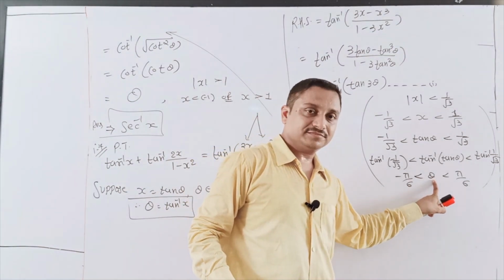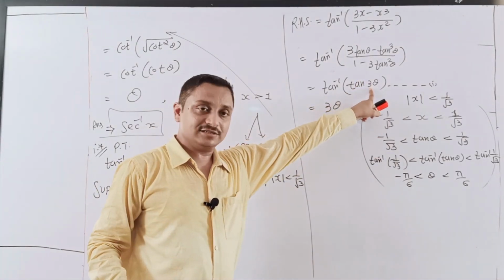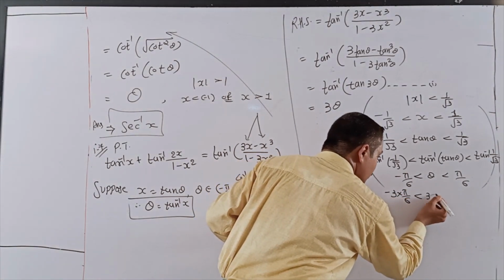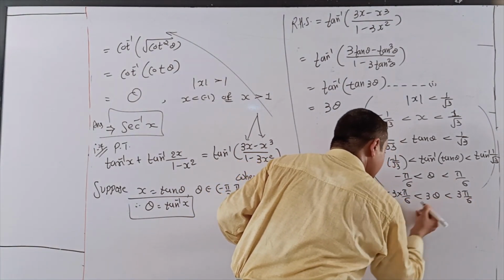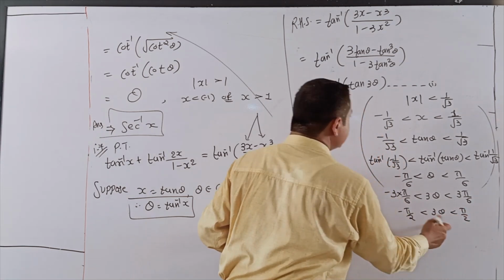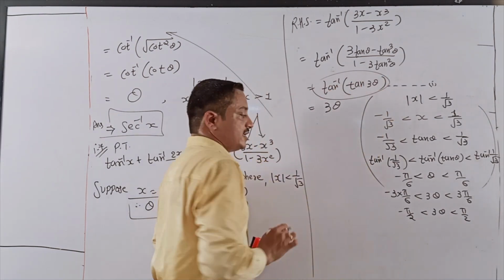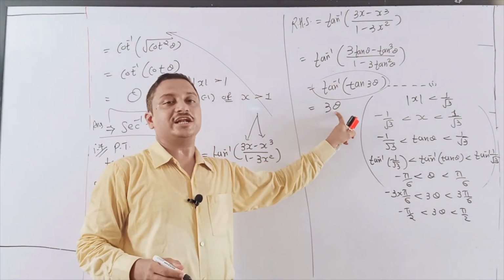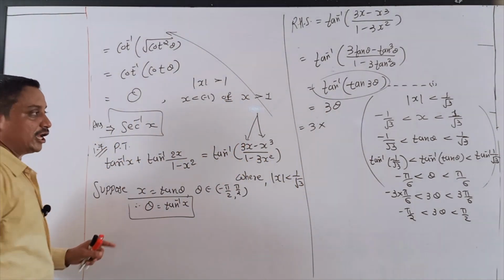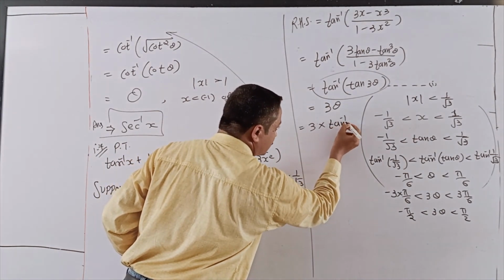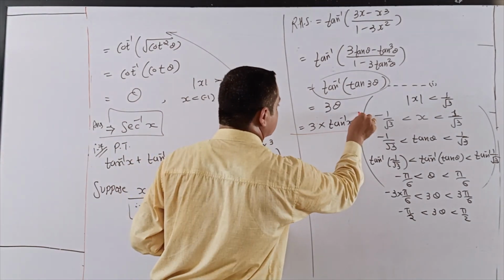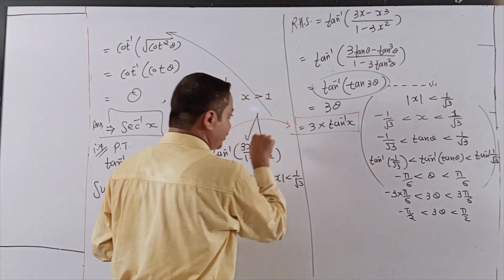Now theta, I want in 3 theta. So multiplying each number by 3, we get minus pi by 2 to pi by 2. And now check, this is the range for tan inverse. Yes, that's why your 3 theta is true. And putting your theta value, what is theta? Tan inverse x. Students, in exam, sometimes only this is asked, and it is a 3 marks question. This is the RHS and it is perfect.